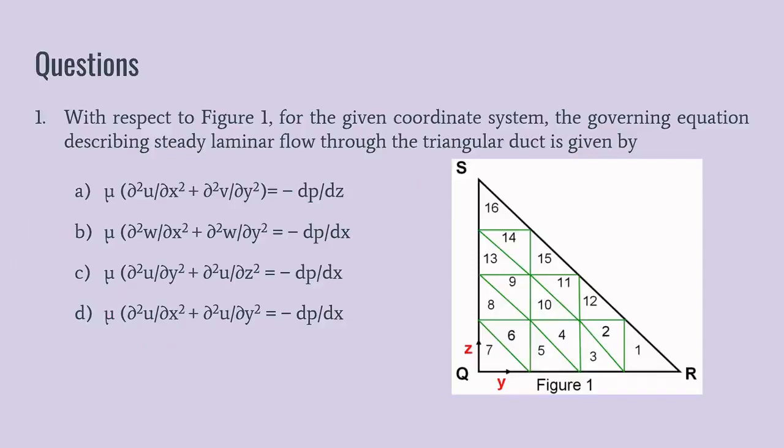So the question is, what will be the governing equations for a steady laminar flow? The key point in the question is the given coordinate system. So here you have to check what the coordinate system is. This is z, y, and the flow is happening in the x direction. The triangular cross section is in the zy plane. That is the main takeaway from this question. So please put your answers in the comment box.